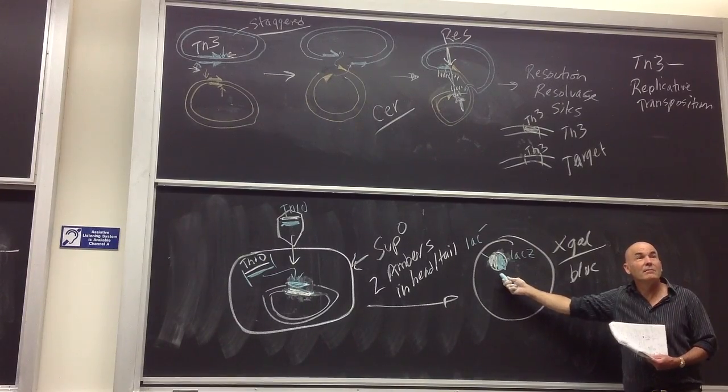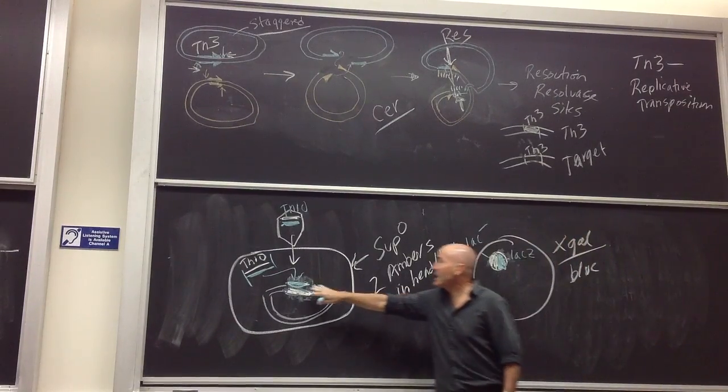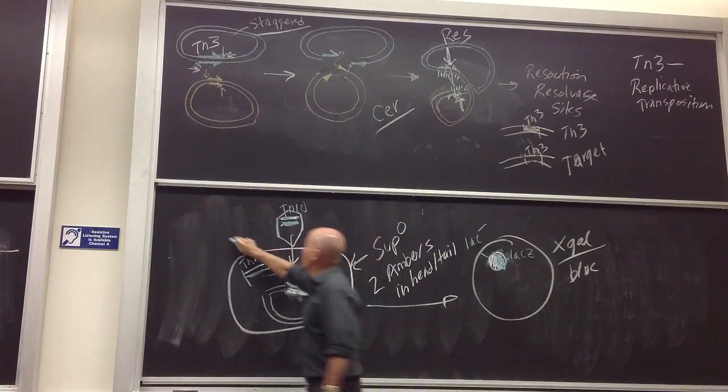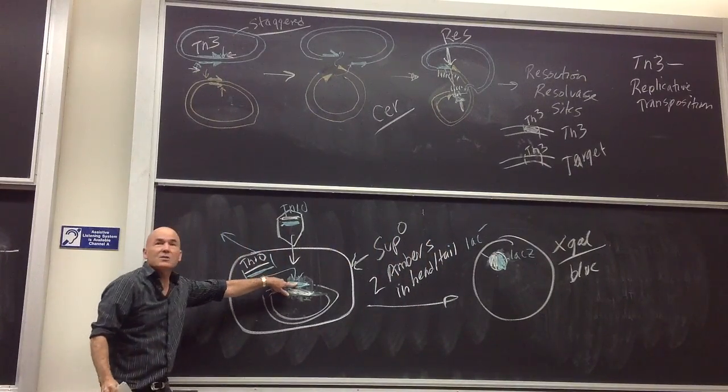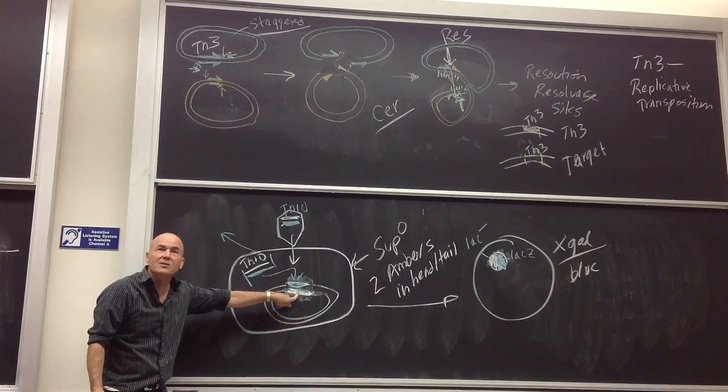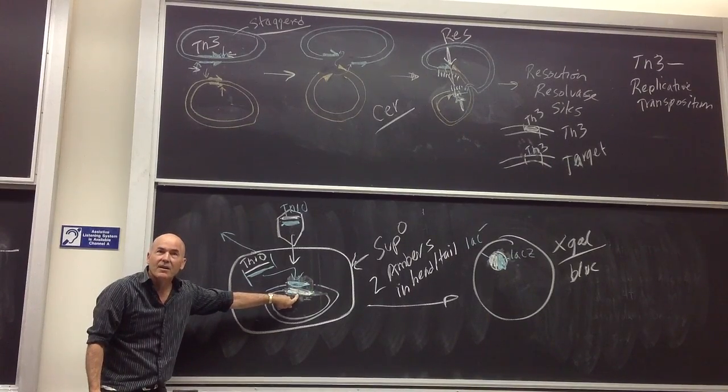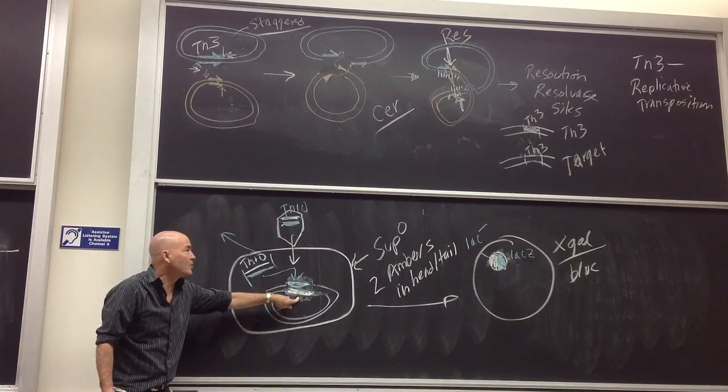How did that happen? If you start like this, then when this cell replicates, what's going to happen? This is used as the template for one daughter. This is used as the template for the other daughter. One daughter will be blue. One daughter will be white. Does everyone get that? But with replicative, will we get those?